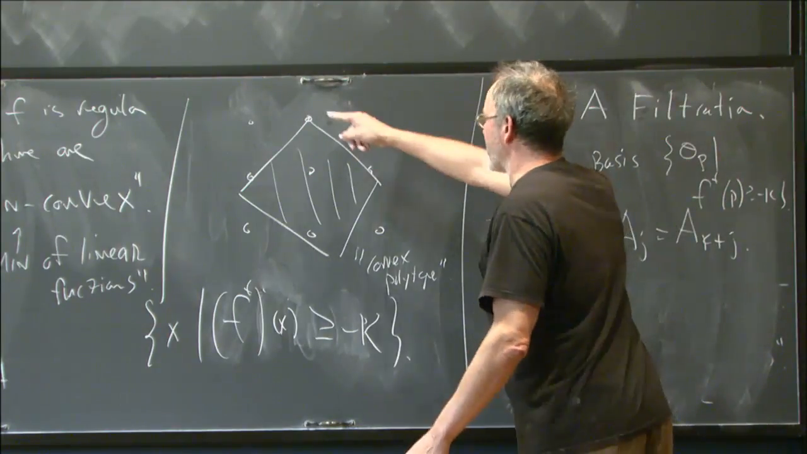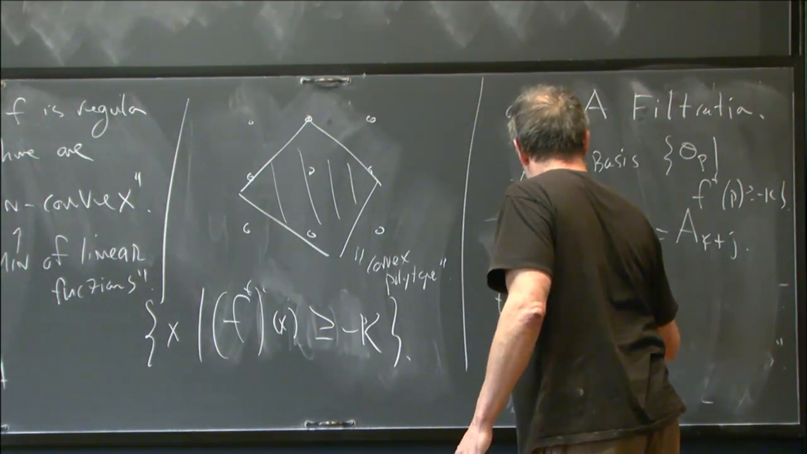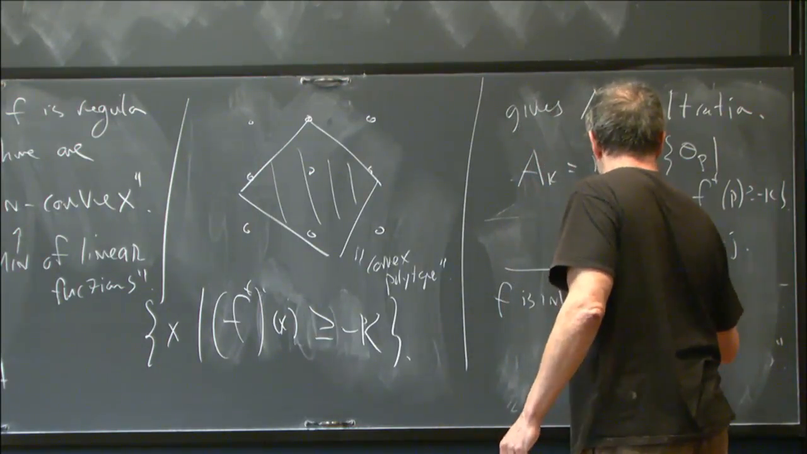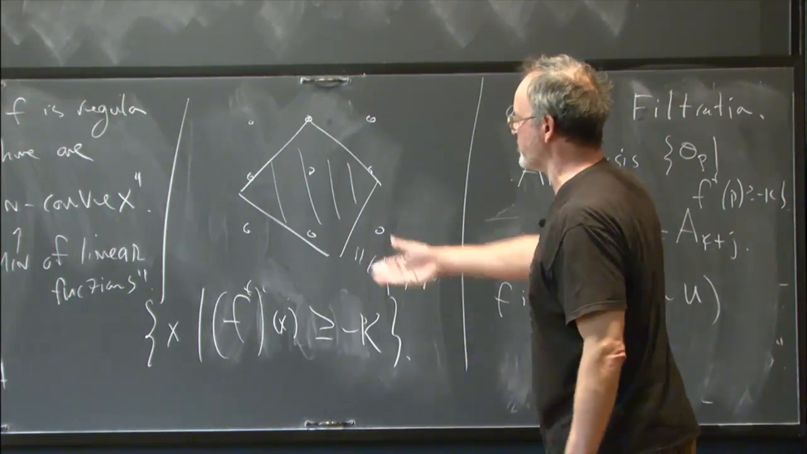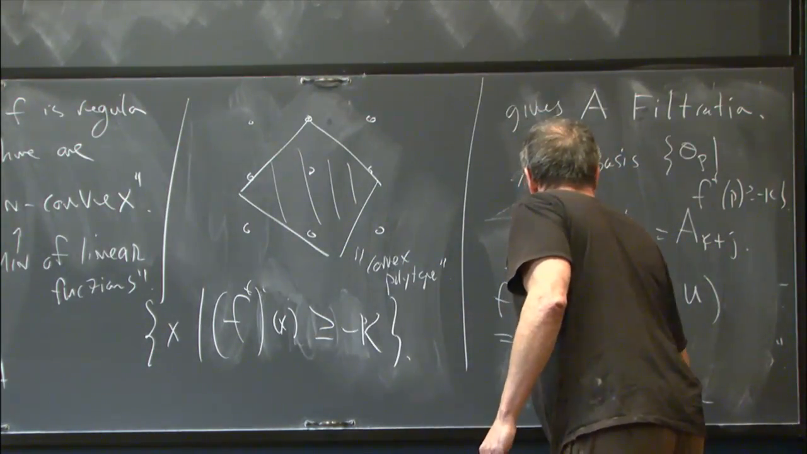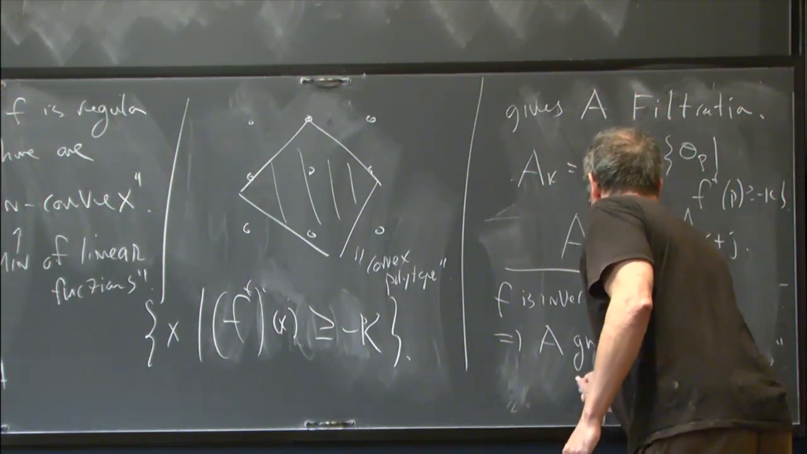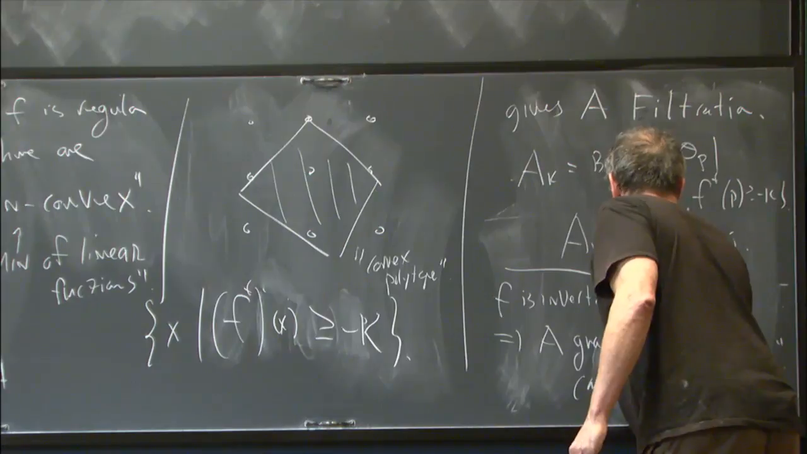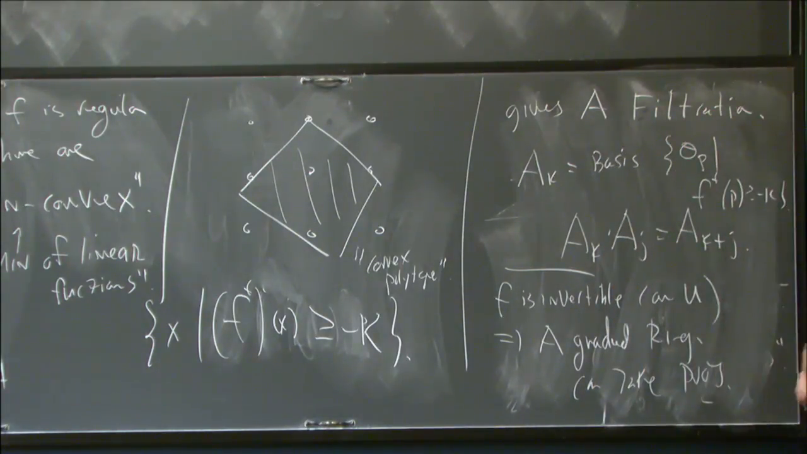Even better, if f is invertible, doesn't have any zeros on U, then I can also take the inverse of f, and then it implies that A is actually graded. It's a graded ring, and I can take Proj, just like you would in the toric case. So that's what I'll do.